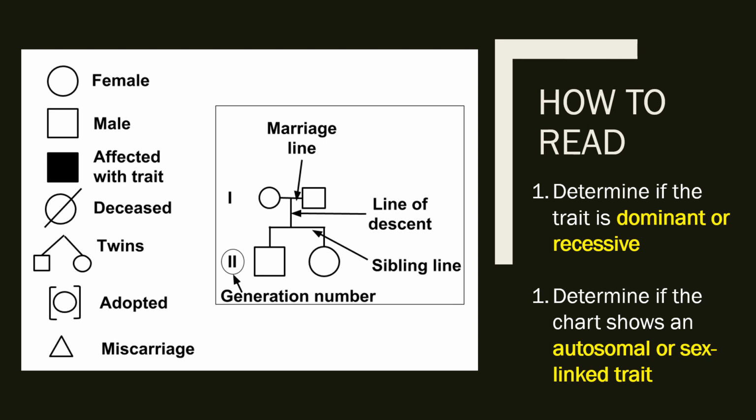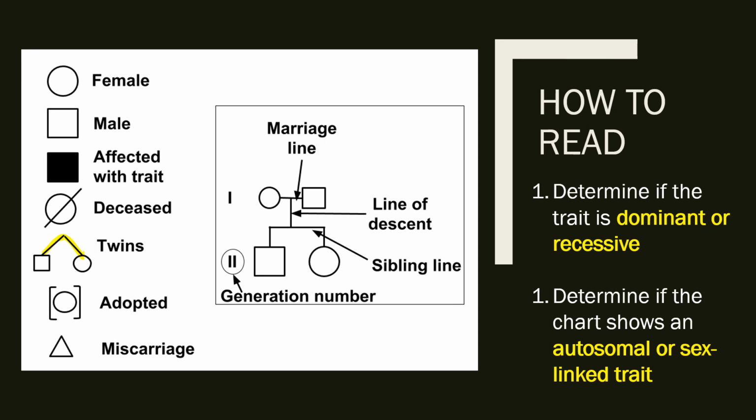If the circle, square, whatever it is, descend from the same line, they are twins. If they are in parentheses, they have no genetic similarities due to being adopted. And if it is a triangle, that means that individual had a miscarriage.